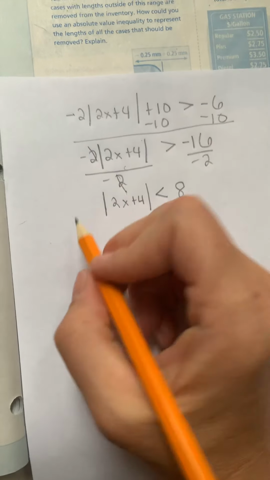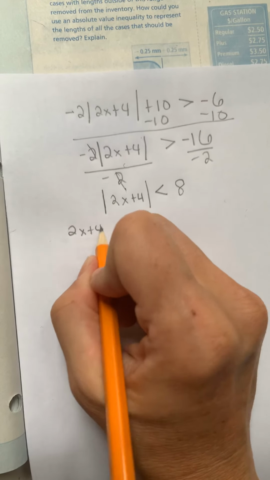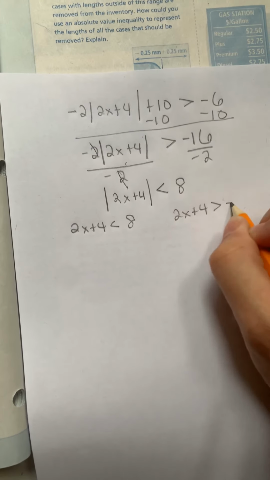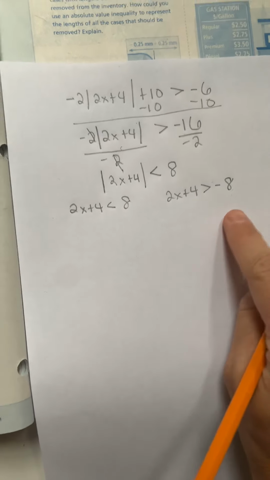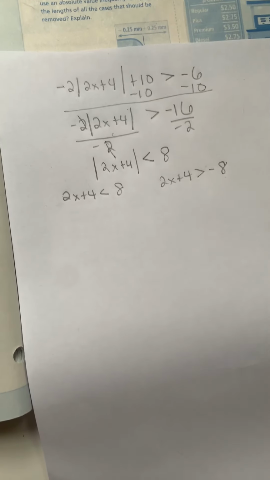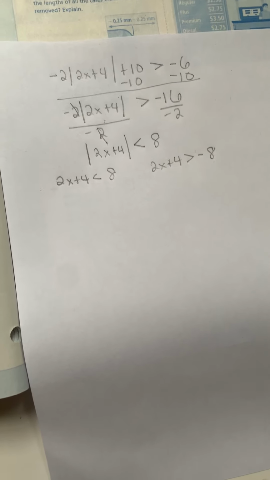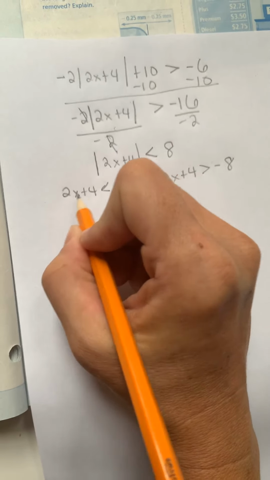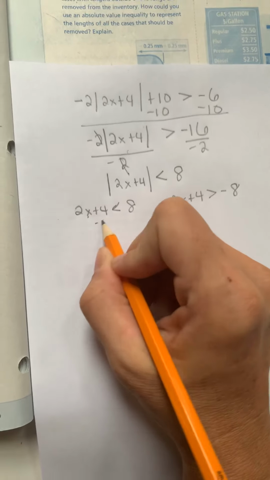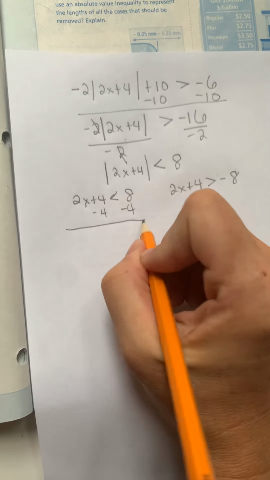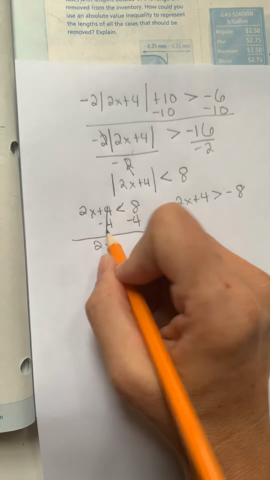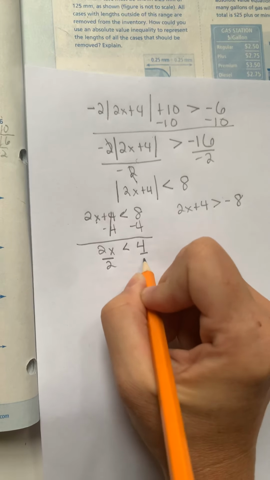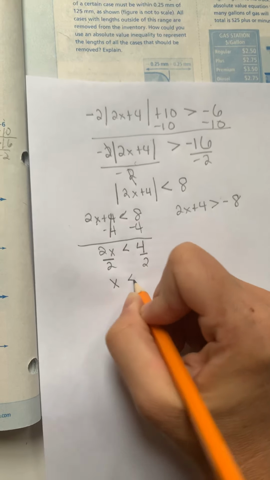Now I need to create my two equations. 2x plus 4 is less than 8. 2x plus 4 is greater than -8. I changed the sign, so I flipped that back. So now we can solve this down to x. I'm going to subtract 4, and I get 2x is less than 4. Divide by 2, and I get x is less than 2.